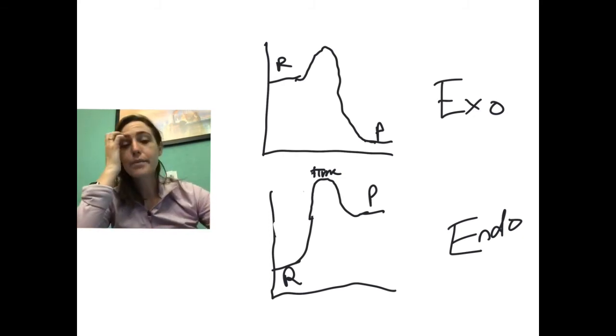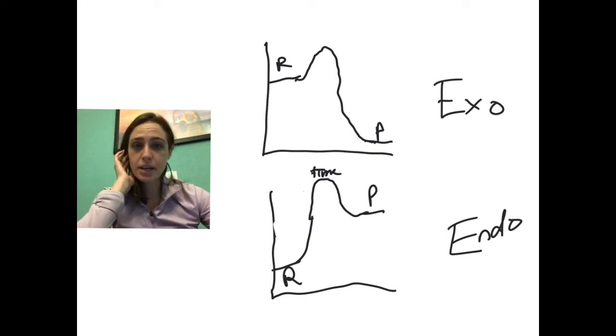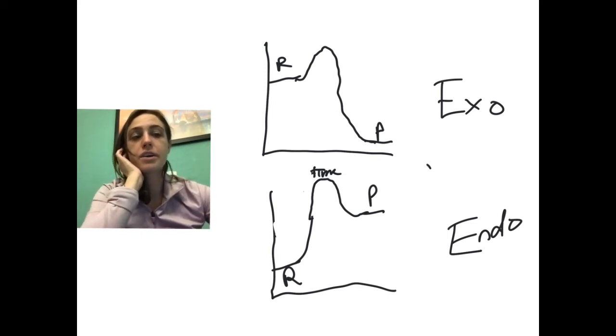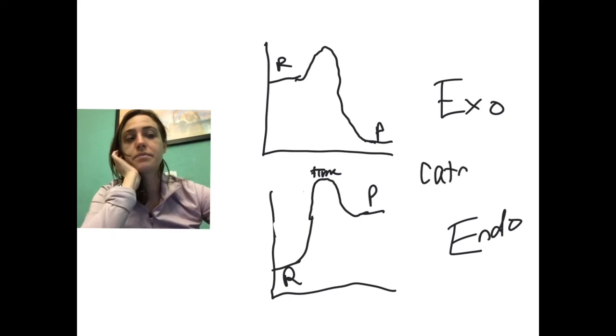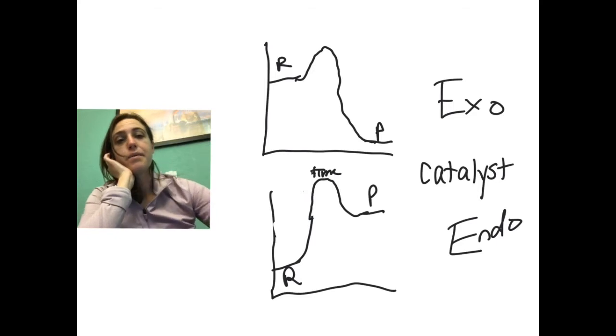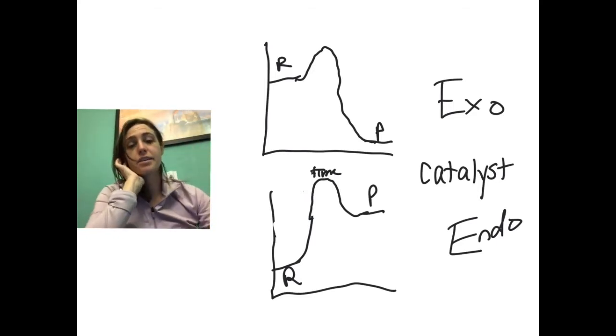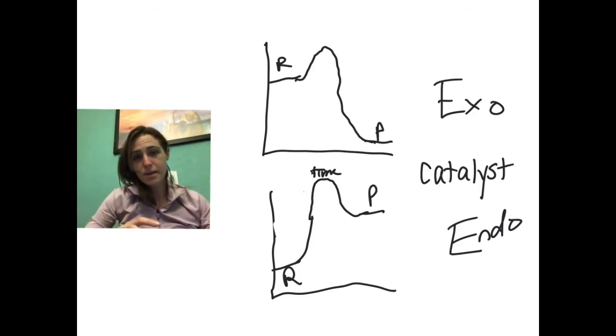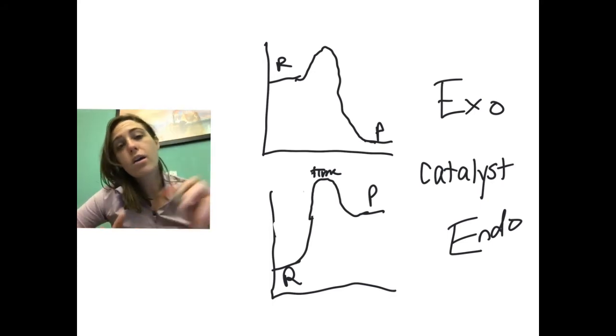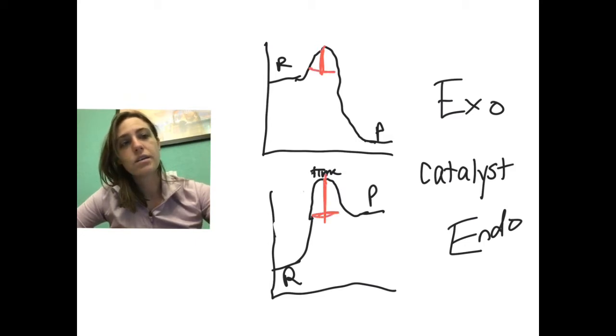A lot of times, especially in life science and chemistry, the answer is going to be something called a catalyst. I'll go more in depth about that in a second. But basically, what a catalyst does is it makes that hill that it has to climb less steep. We call this energy that we have to put in the energy of activation.